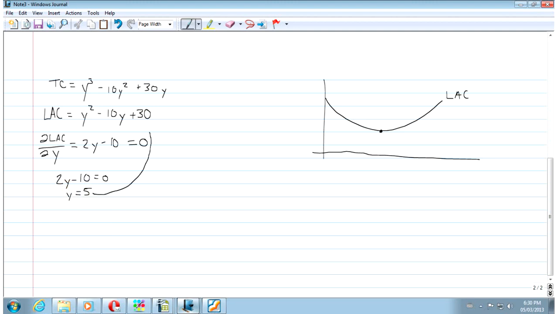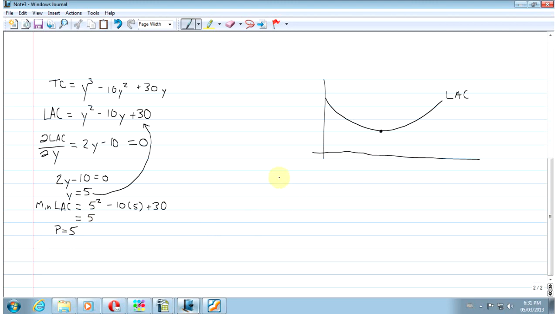So I bring this 5 back up to long-run average cost. If I compute that, I get 25 minus 50 plus 30, which is 5. So min LAC equals 5. Therefore, since it's perfectly competitive, price equals 5. So price is 5 and quantity is 5.